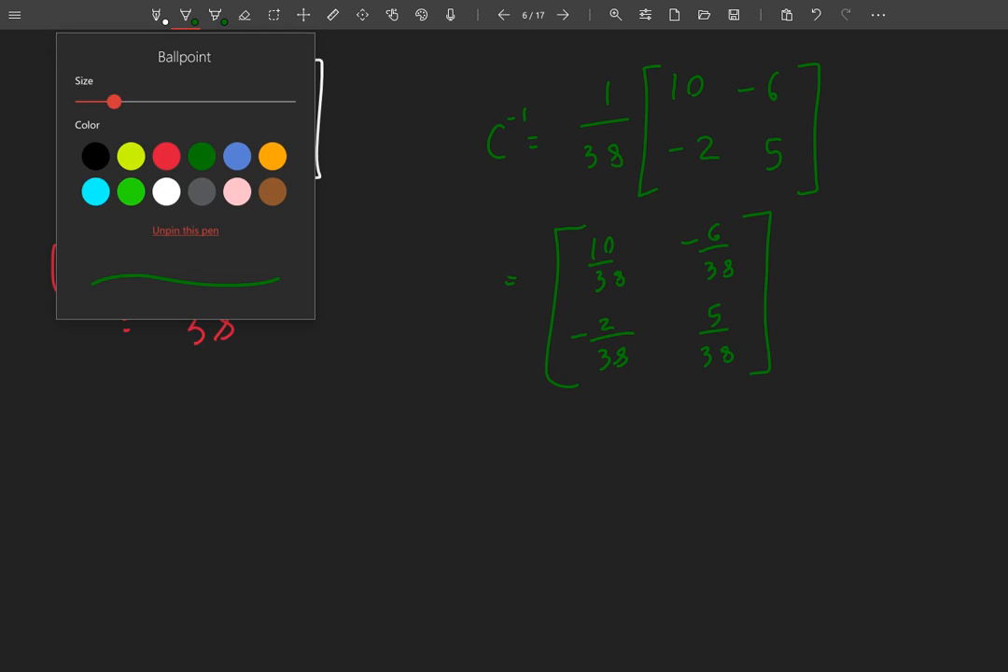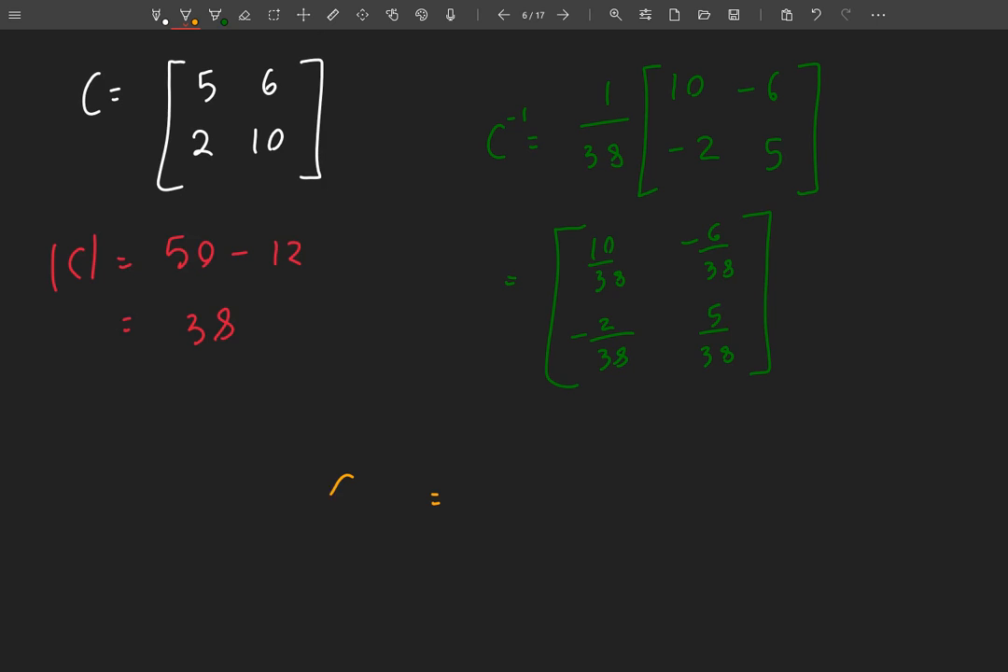Okay, one more step. Let's use a different color to denote that we are going to have our final answer. So C inverse is, well, I can divide the top and bottom by 2, so that would give me 5 over, what is that, 19. Same thing here, divide this by 2, I get -3 over 19. And this one, divide this by 2, -1 over 19. This is going to be 5 over 38. I can't reduce that one at all. And if I did all my calculations correctly, that is C inverse.